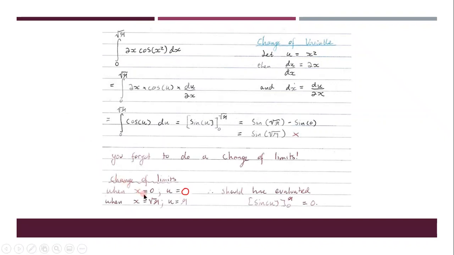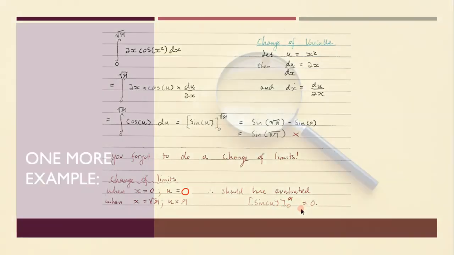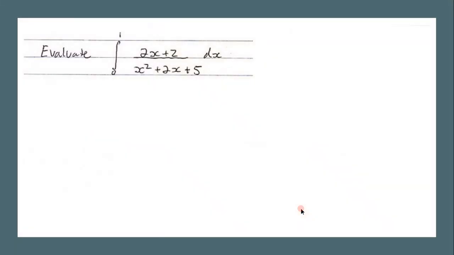So change of limits is pretty straightforward. You just plug in your lower limit into your formula. So when x equals 0, u will also equal 0. And when x is the root of pi, u will actually just be pi. So what I should have evaluated is sine u from 0 to pi, and that would have just been 0. So let's do one more example.